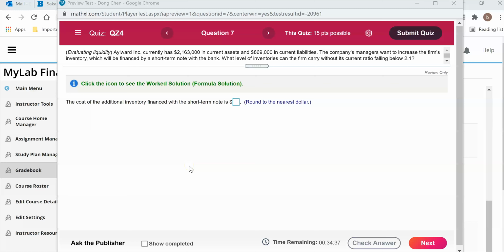This is question number 7 on QZ4 for chapter 4. So this firm currently has $2,163,000 in current assets and $869,000 in current liabilities. The company's managers want to increase the firm's inventory, which will be financed by a short-term note with the bank. What level of inventories can the firm carry without its current ratio falling below 2.1?